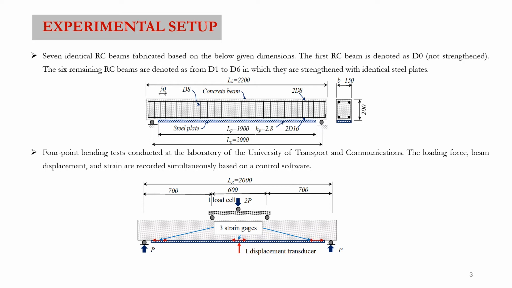7 identical RC beams were fabricated based on the given dimensions below. The first beam is D0. The 6 remaining beams are D1 to D6. The loading force, beam displacement, and strain are recorded simultaneously based on control software.